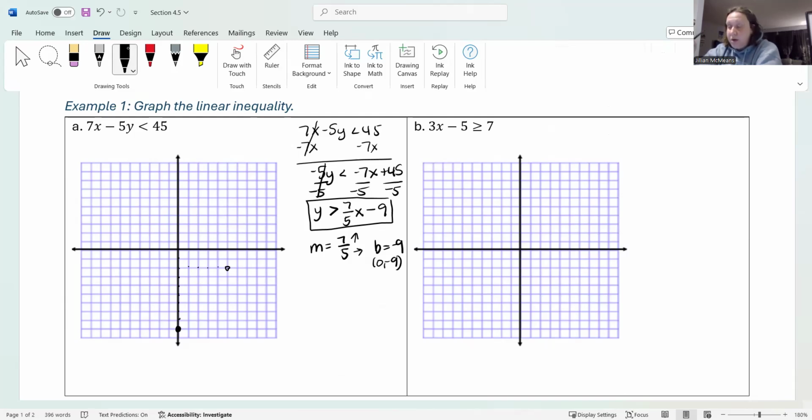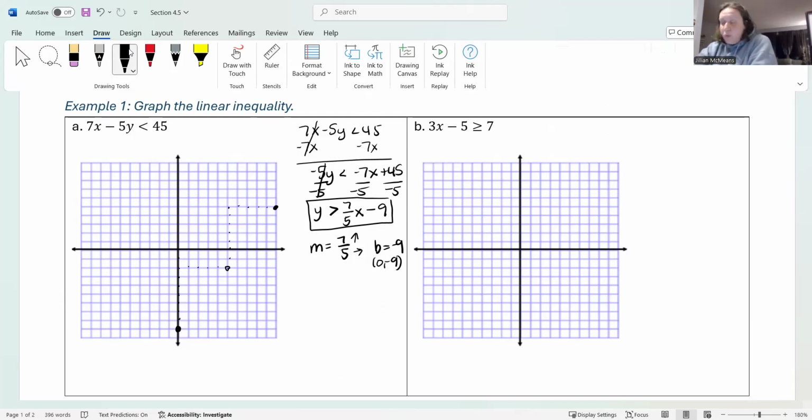Now, I could have also gone, that just made a heart. I don't know how that occurred, but it made like a little heart. Anyway, I could have also gone down and then to the left, but that would have taken me off the screen. So I went up 7, to the right 5. I could do it again. I could go up 1, 2, 3, 4, 5, 6, 7, and then to the right 1, 2, 3, 4, 5. I want to know why that made a heart.